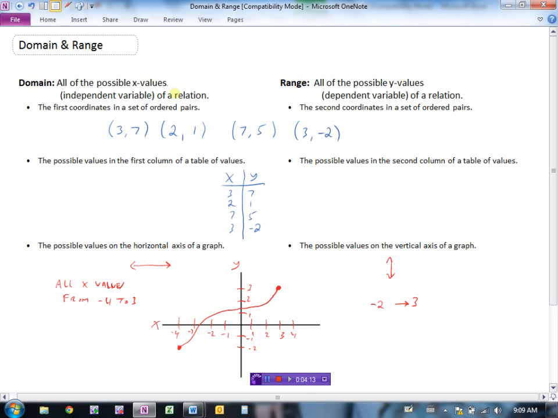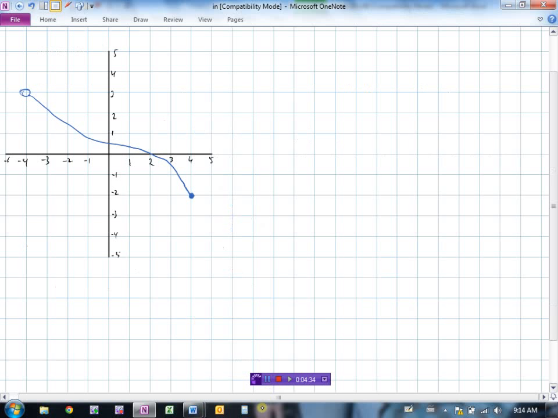The domain's all the possible x values. The range is all the possible y values. And we can look at that through some ordered pairs, or through the table of values, or probably more often we'd look at the domain and range when we're given a graph of the function. So let's say we were asked to find the domain and range of this particular function that we've got drawn here. There are a few ways that we can do this.